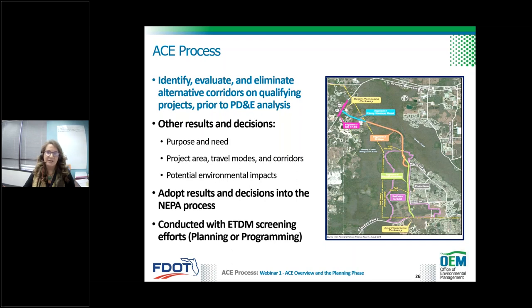However, adoption and use of ACE decisions in NEPA is subject to a determination by the lead agency. ACE is performed as part of the ETDM screening effort. Now, whether that's done in planning or programming is a function of where you are in the project development. The decision on whether the project should go through an ACE study should be conducted in coordination with the lead agency. Next slide.